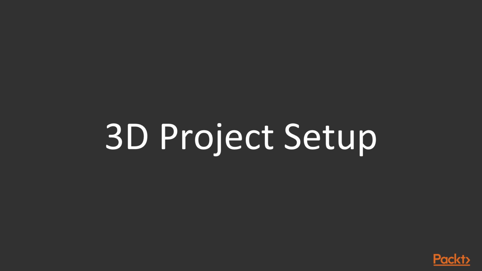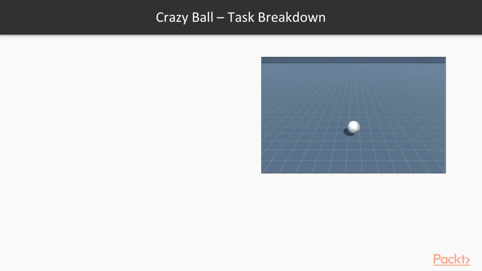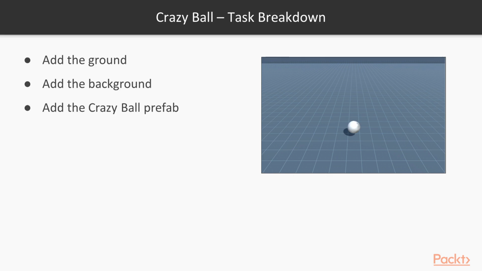3D project setup. Here's the task breakdown for our first setup. This is a screenshot which represents our final target. We'll add the ground, we'll add the background, and we'll add the Crazy Ball prefab. Then we'll set up the Cinemachine camera to follow our Crazy Ball. For the project, we'll open up Section 6, Video 1, and the scene Crazy Ball 01.